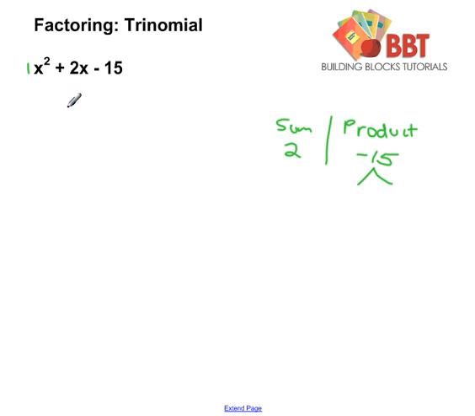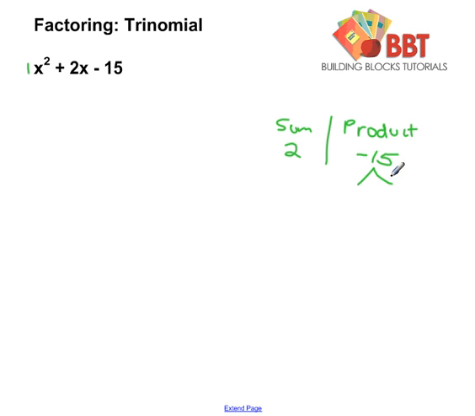Is that clear? So let me recap that. You have to ask yourself, for the product part, what two numbers, so the number that's in front of the x squared and the last number, including the sign, those two numbers multiplied, so in this case it's negative 15. So two numbers that when multiplied give you negative 15, and when added, the sum part, give you the middle number, including the sign. In this case it's positive 2.